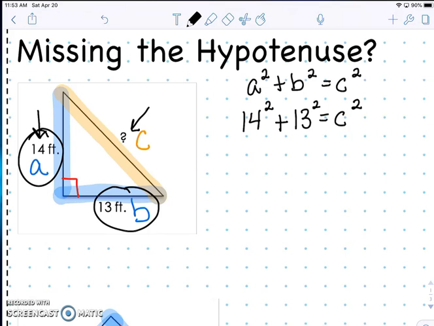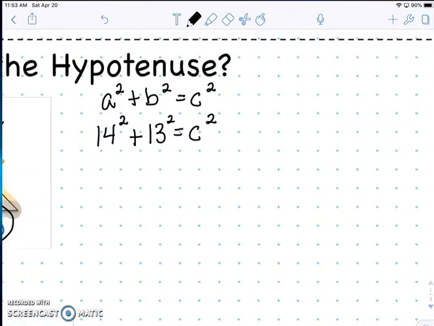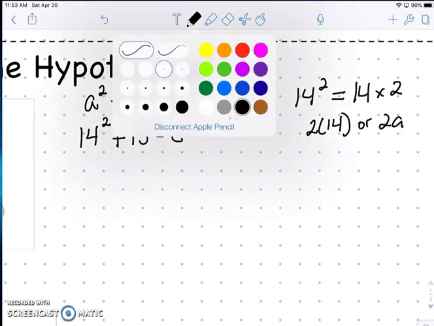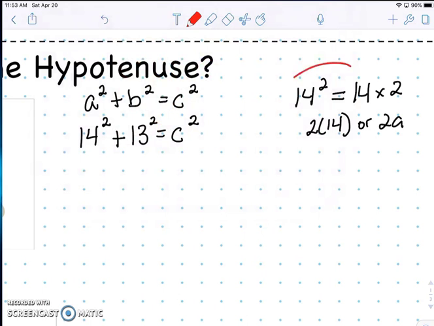All right, so now let's give a quick review of what that squared means. 14 squared, does that equal 14 times 2? No, because that would be 2 times 14, or 2a. So this is not what we want. We don't want this. It is not equal.